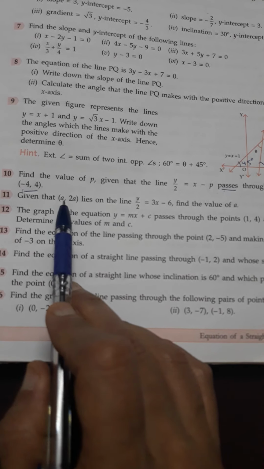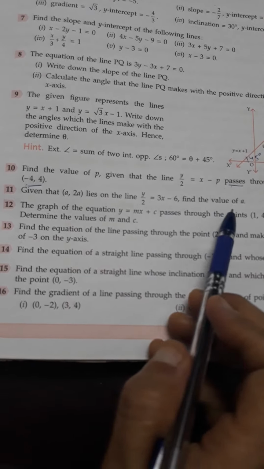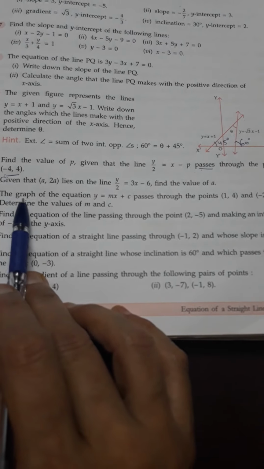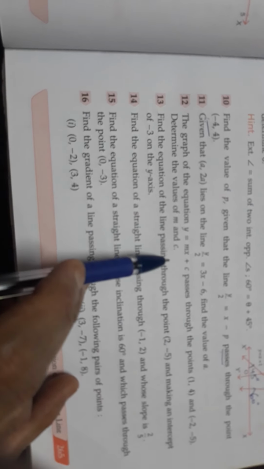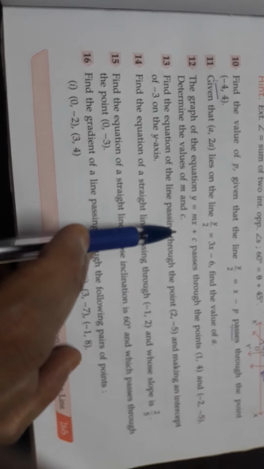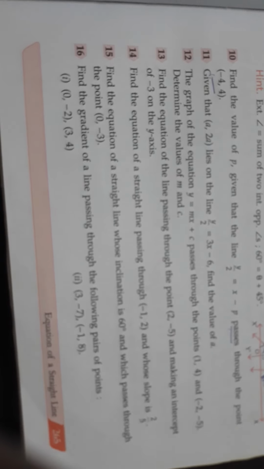That means in place of x you have to write a, in place of y you will substitute 2a and solve for a. 12th question, the graph of the equation y is equal to mx plus c passes through these 2 points. Determine the values of m and c. Now see what you have to do. In the 12th question, they have given you y is equal to mx plus c. It passes through 2 points, (1, 4) and (-2, -5).